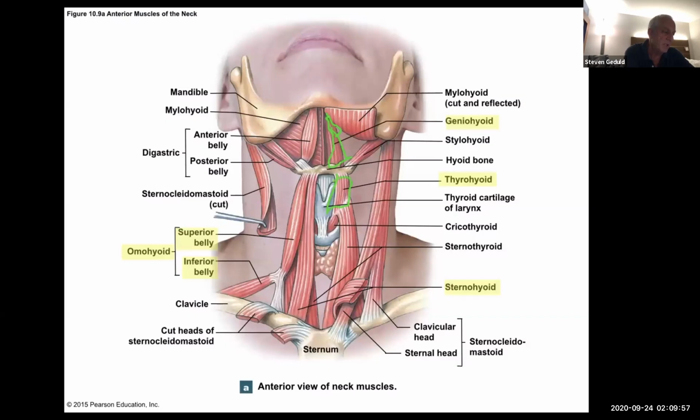Sternohyoid connects to the sternum, to the manubrium of the sternum here. And the omohyoid has a superior and an inferior belly as it runs up. Okay. Those are the cervical neck muscles.